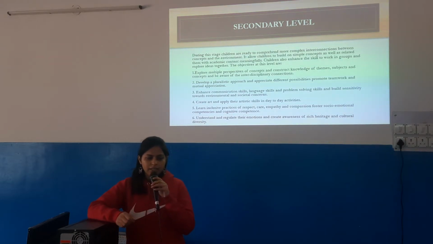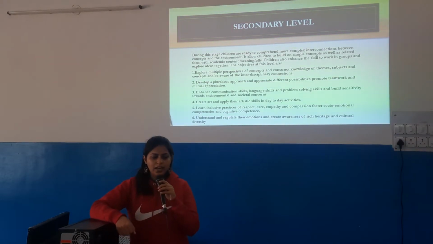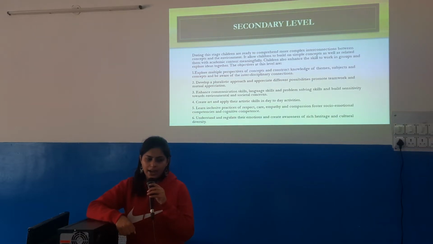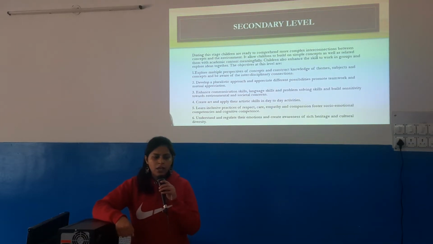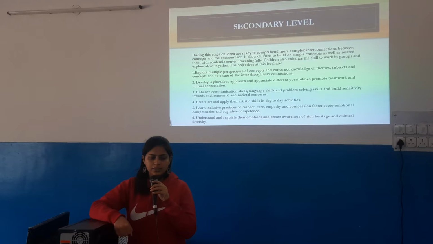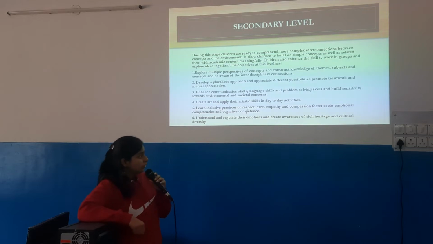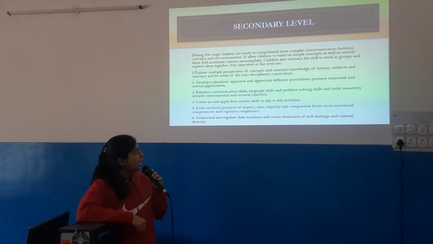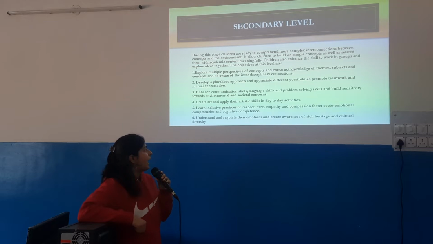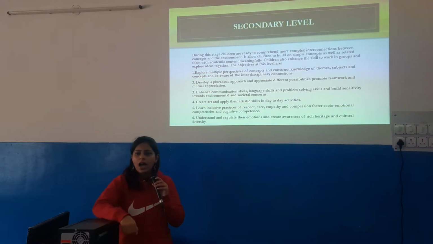Next, create art and apply their artistic skill in our day-to-day activity. Fifth, learn inclusive practice of respect, care, empathy and compassion, and foster socio-emotional competencies and cognitive competency. Sixth, understand and regulate their emotions and create awareness of rich heritage and cultural diversity.